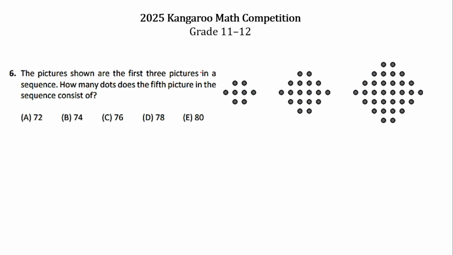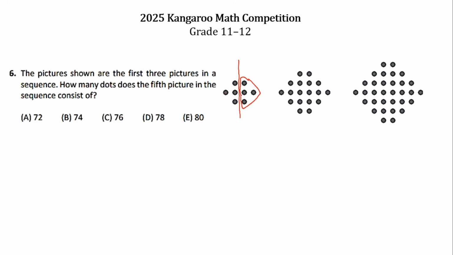Next item, number 6. The pictures shown are the first 3 pictures in a sequence. How many dots does the fifth picture in the sequence consist of? Notice first that each figure is symmetric, right? So, for example, in figure 1, in the first column you have 1 dot, in the next column you have 3 dots, right? But if you look at this part of the figure, in the leftmost column you have 1 dot, in the next column you have 3 dots, right? So it's symmetric about the center.